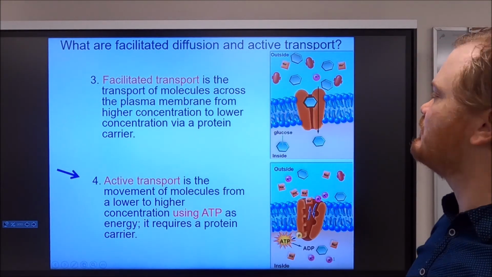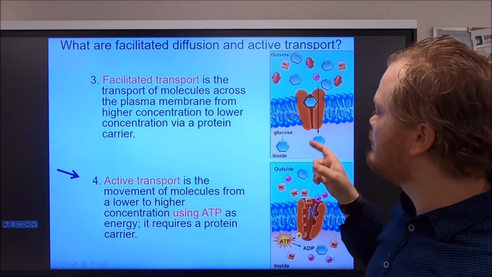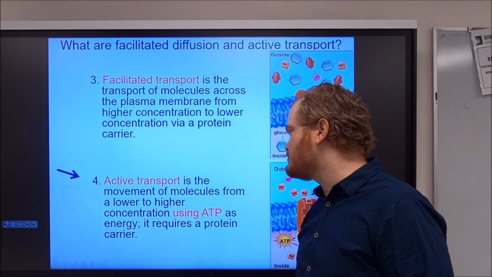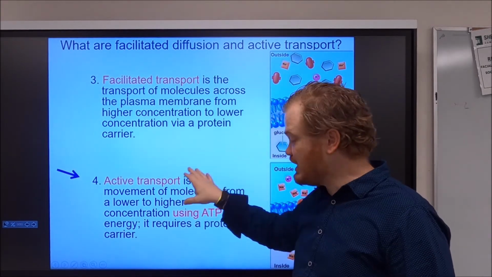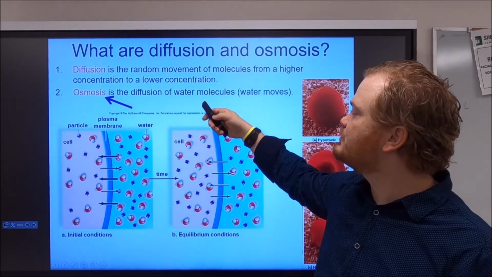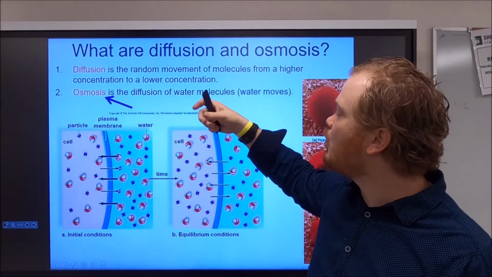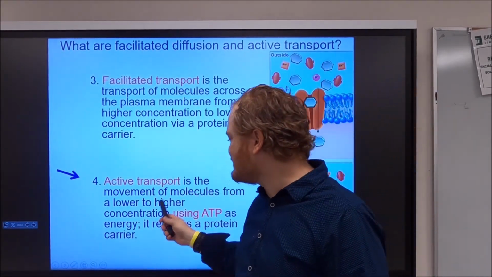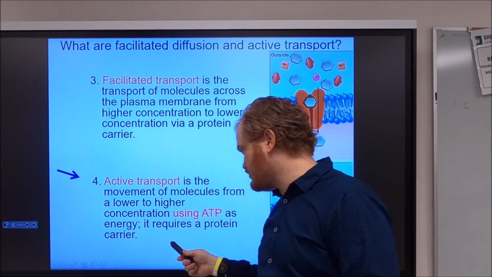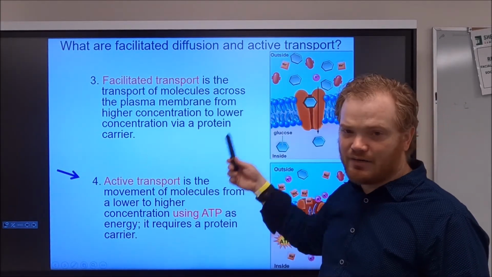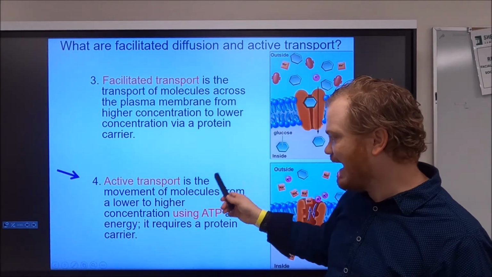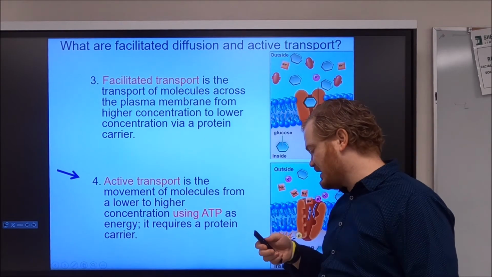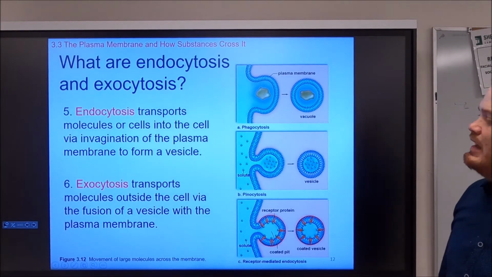I'm not terribly concerned with facilitated transport, although I will quickly mention active transport. Again, we're changing gears here. Diffusion and osmosis just happen naturally. They do not require energy, whereas active transport does. Active transport is energy requiring. It has to have it. It requires ATP to function.